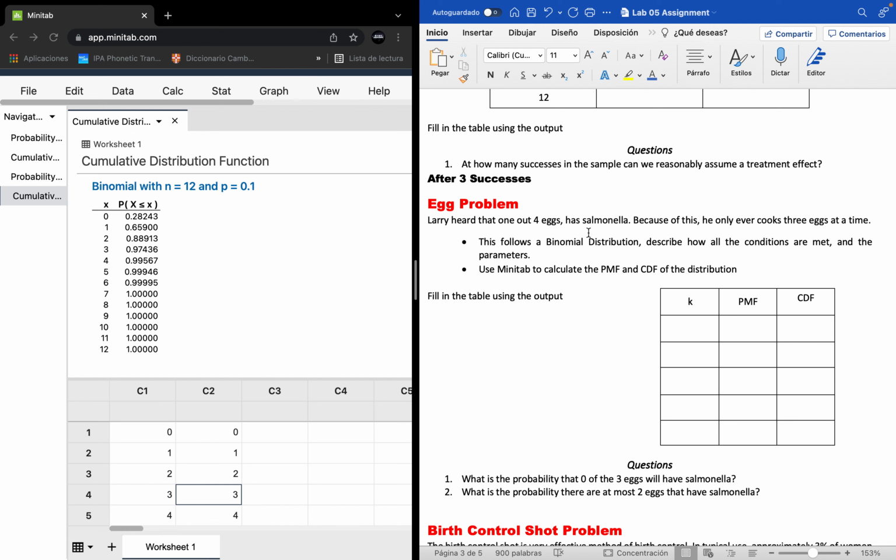So in this case, the success, it's weird, the success is that it has salmonella. And the probability is 1 out of 4, because it says 1 out of 4. And this guy is going to repeat the experiment 3 times. You see that? So you write here n equal to 3, and p is equal to 1 out of 4, or 1 divided by 4, which is 0.25.